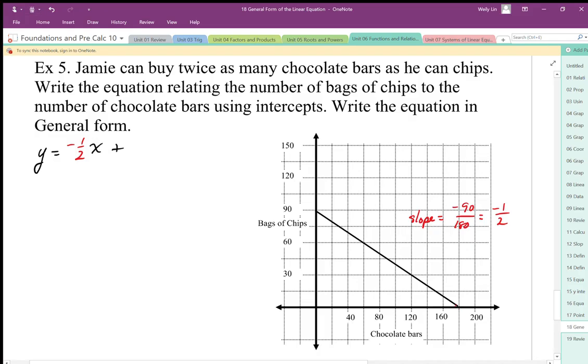X plus my y-intercept is 90. I can get that directly from my graph. So there's my 90 here. I'll just make sure that we know where we're getting that from. We just get that directly from the graph.